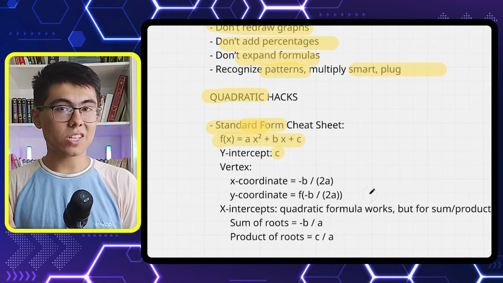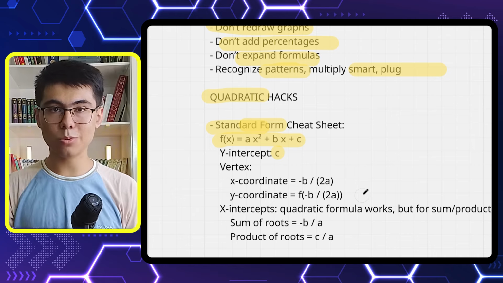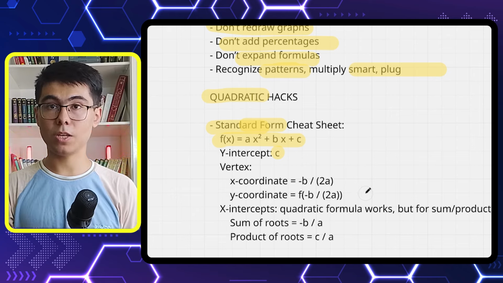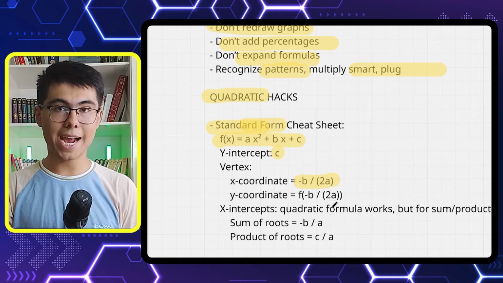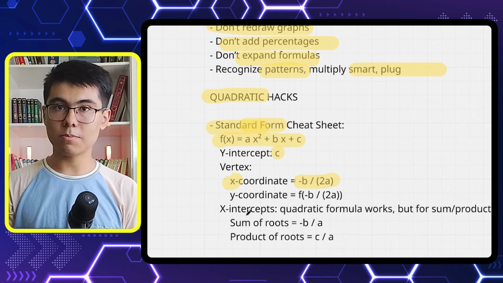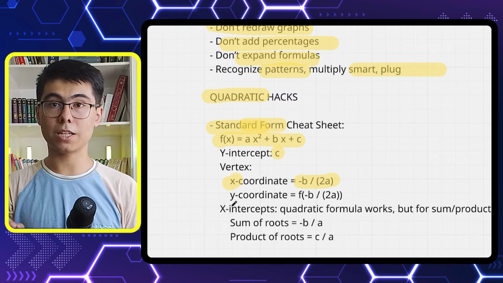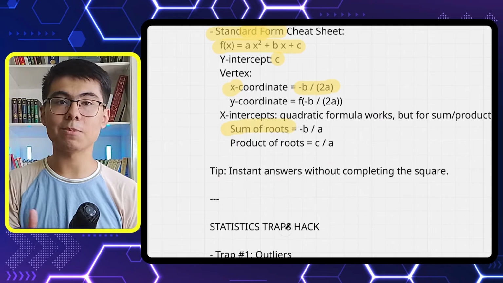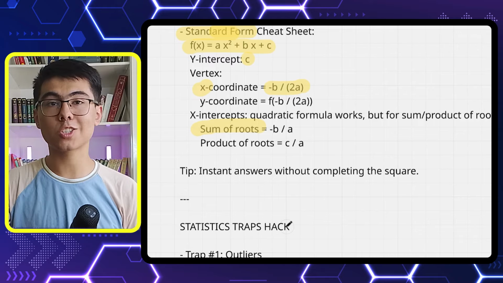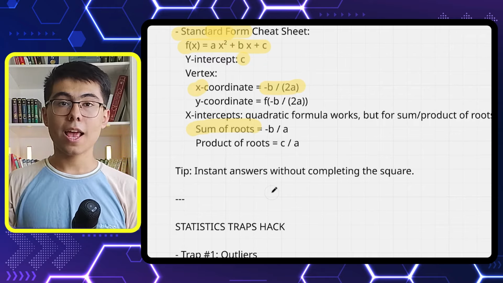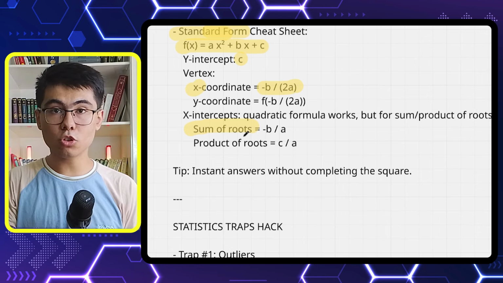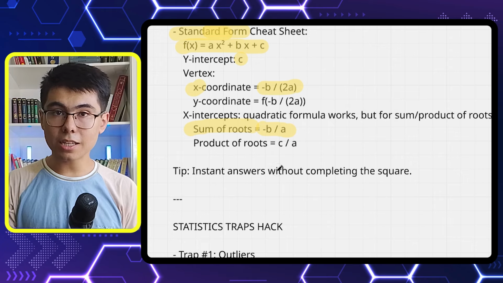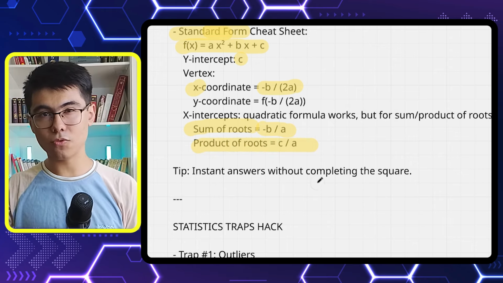Vertex, stop completing the square like a rookie. Top scorers laser in on negative b over 2a. That's your x-coordinate. X-intercepts, sure, the quadratic formula works, but if you need the sum or product of roots, you don't waste time solving. You just pull them straight from the coefficients. Sum of solutions equals negative b over a. Product of solutions equals c over a.